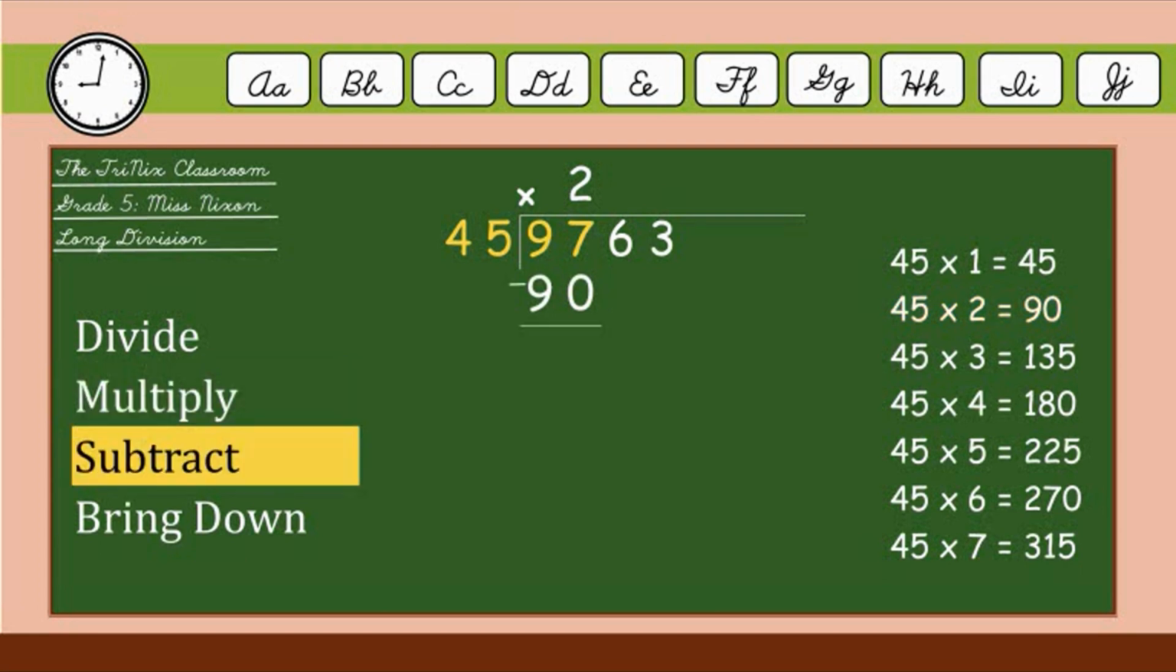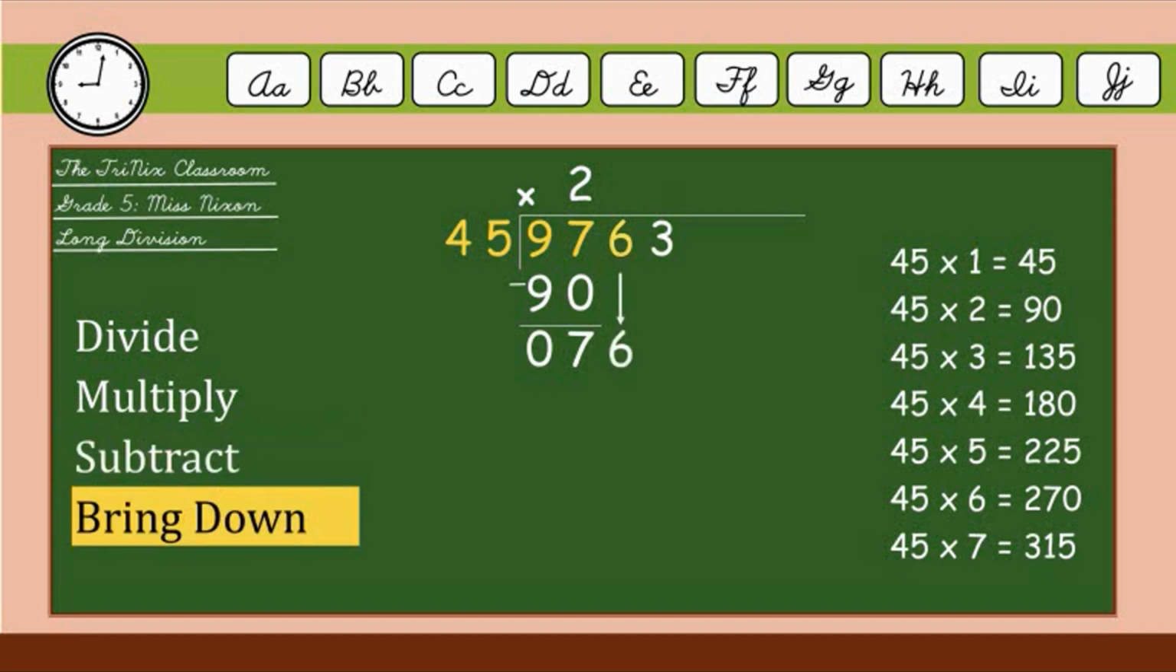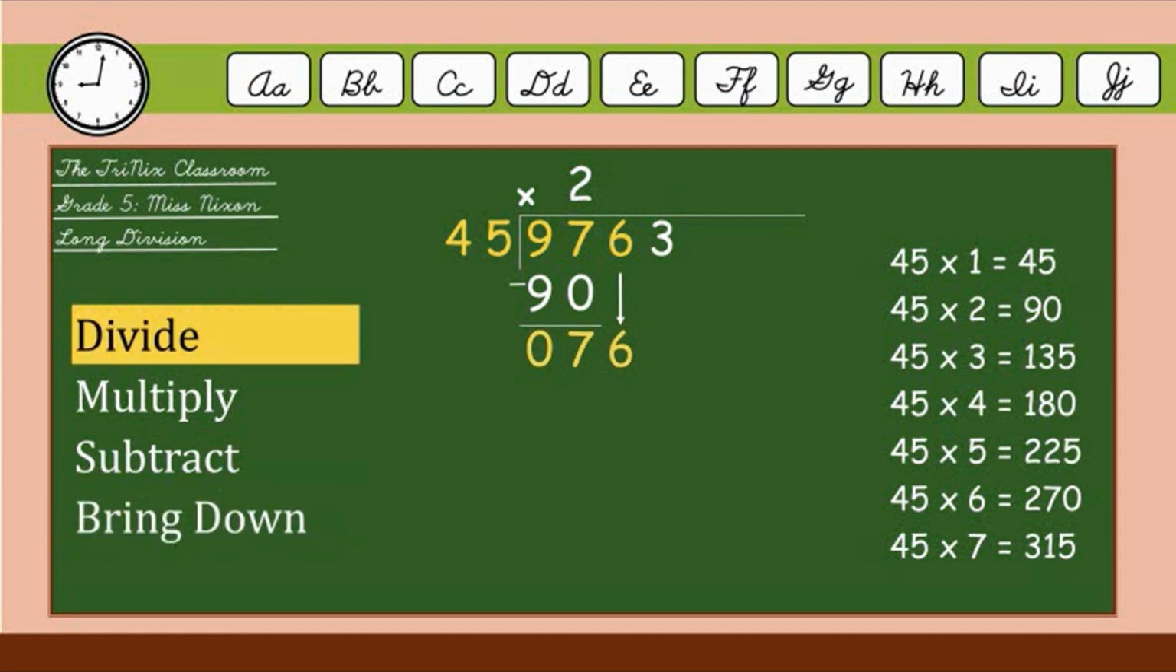Next, we will subtract 90 from 97. 7 minus 0 equals 7, and 9 minus 9 equals 0. Now, we bring down the next digit in our dividend and begin our steps all over again. We will explore our 45 times tables to determine how many times 76 can be divided by 45.